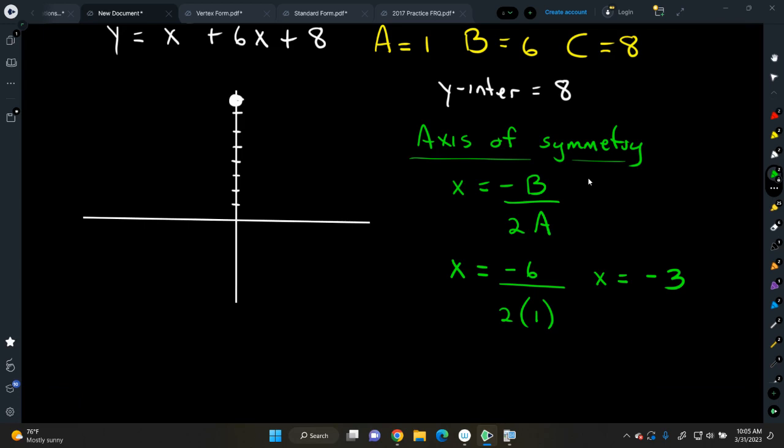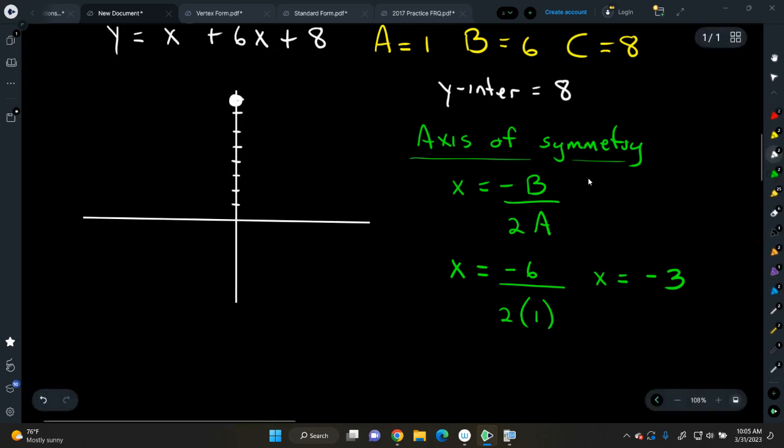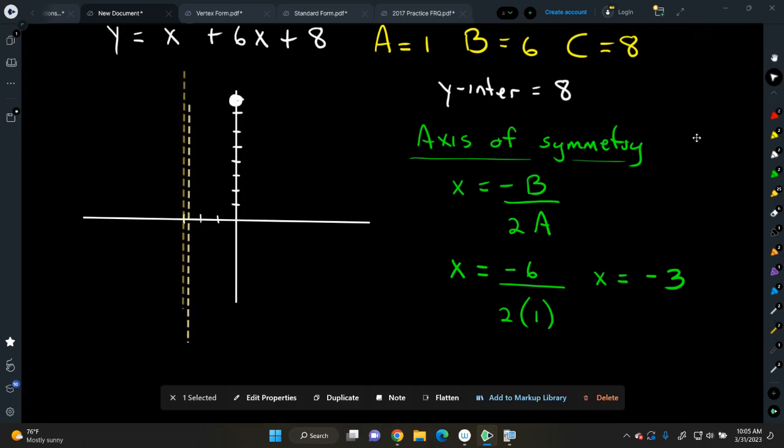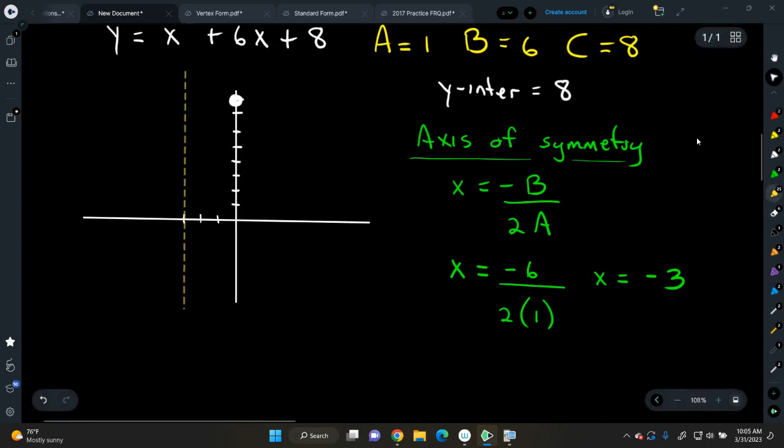Okay, so let's plot that point. We're going to go over to negative 3, and we're going to draw our dotted line there. Okay, I got my axis of symmetry. Now what?